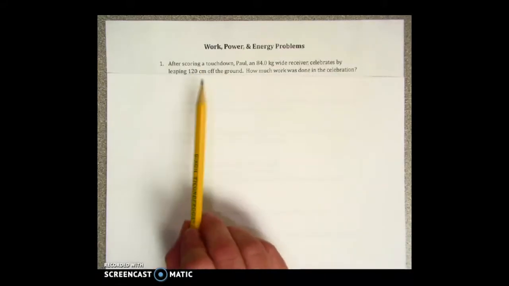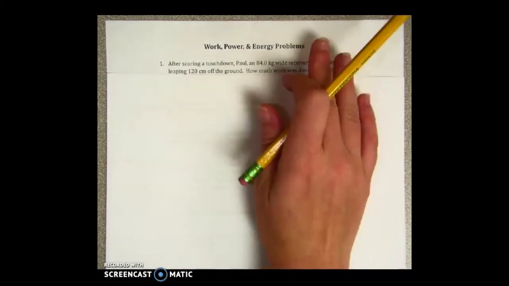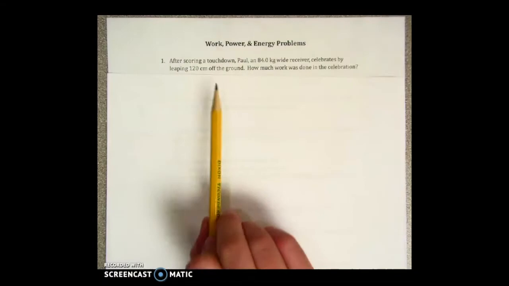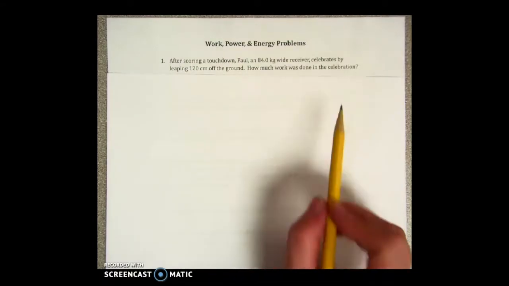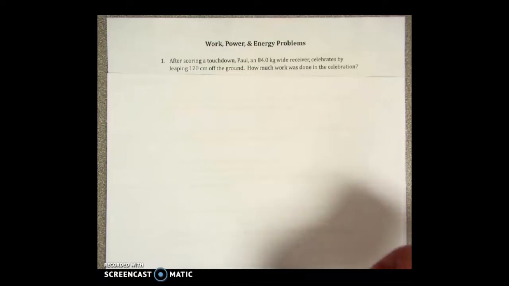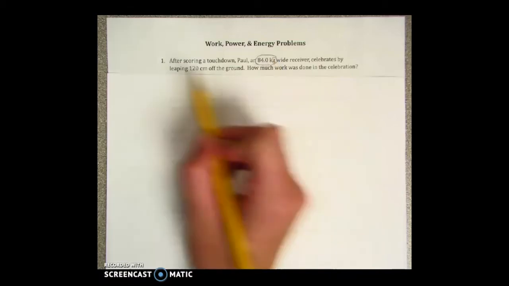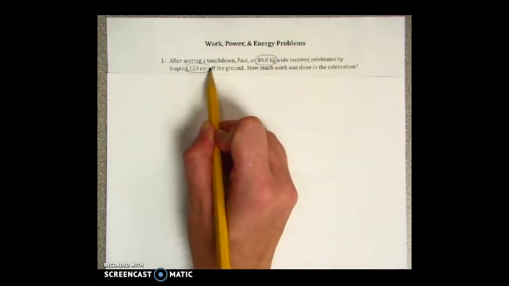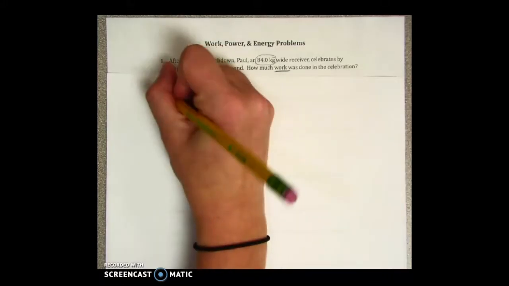It says, after scoring a touchdown, Paul, an 84-kilogram wide receiver, celebrates by leaping 120 centimeters off the ground. How much work was done in the celebration? So the first thing we need to do is identify any important information or any number and unit. So I'm just going to circle every number and unit that I see, and then I'm just going to underline what I'm looking for.